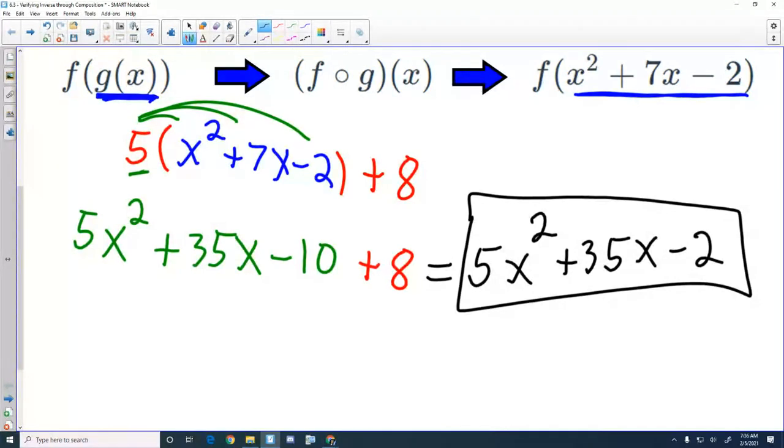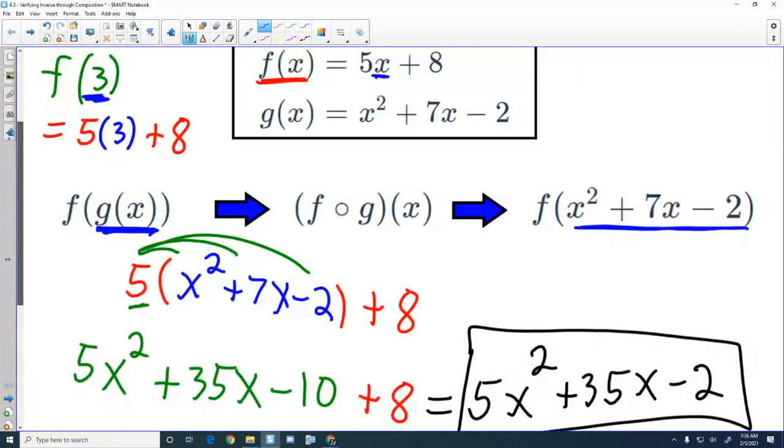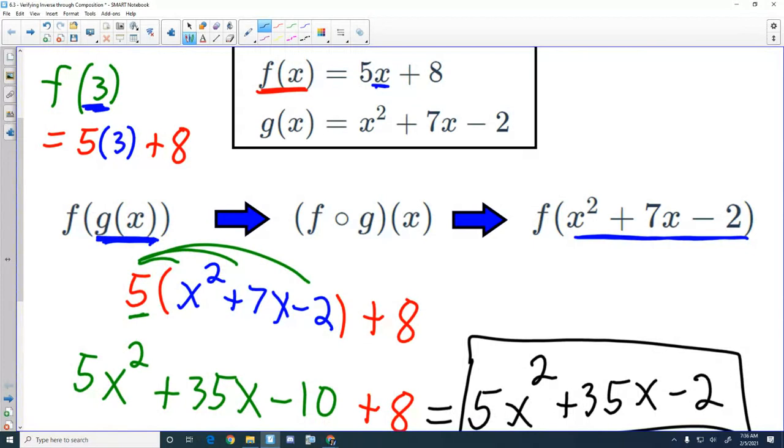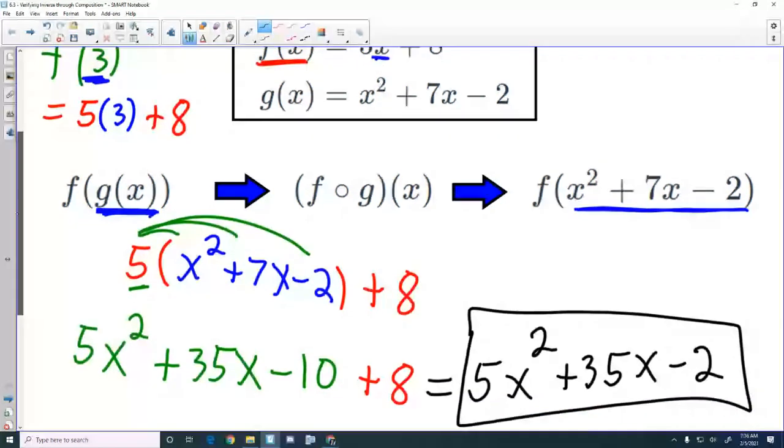So I took 2 totally different functions and I made a brand new function, right? This one is different from what we started with, from either of those, right? This new one isn't either of them, but it's a combination of them together. And that's called a composition.